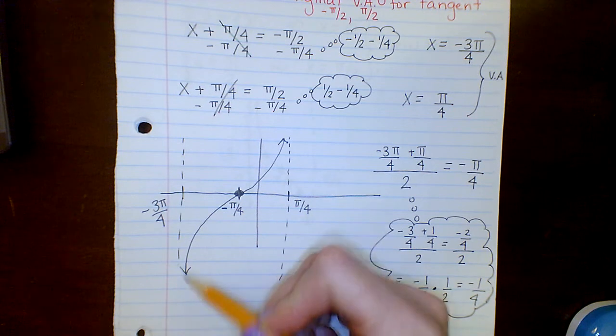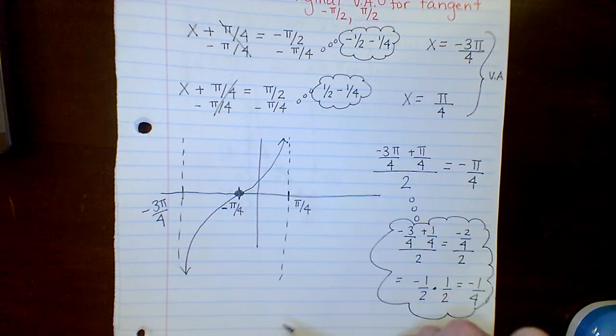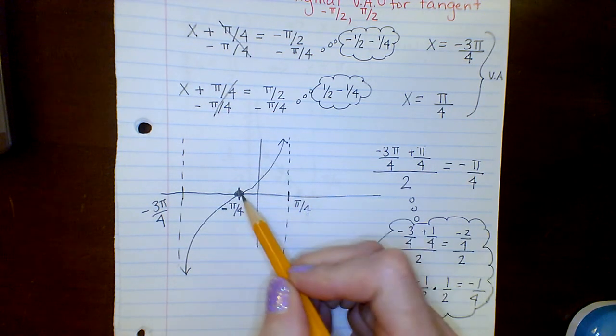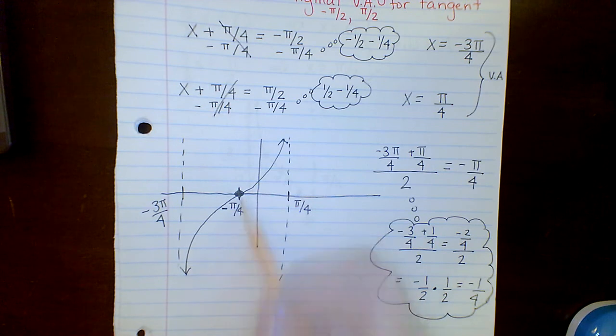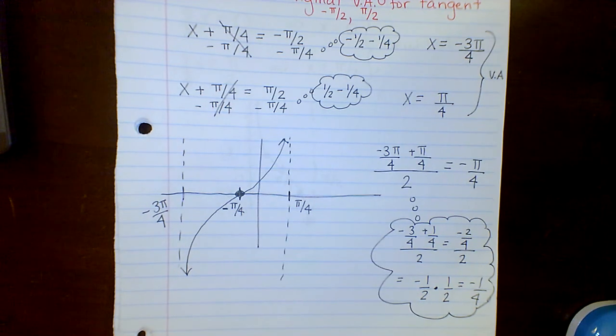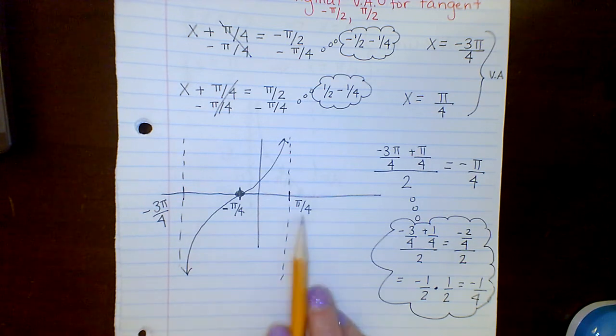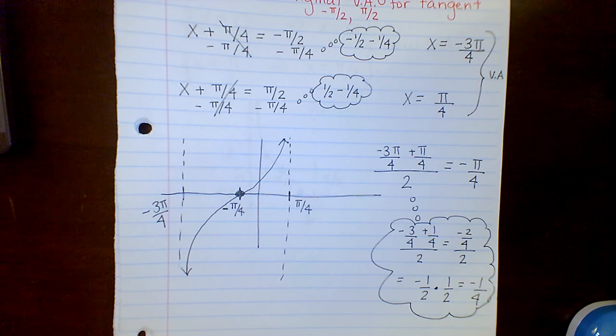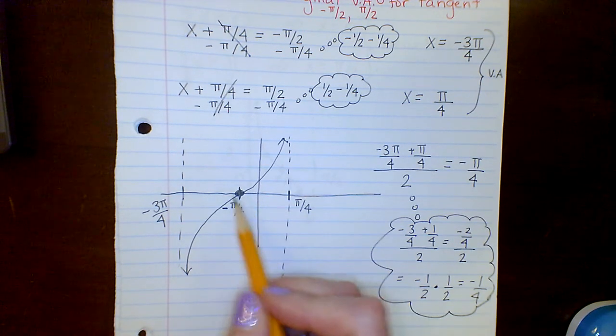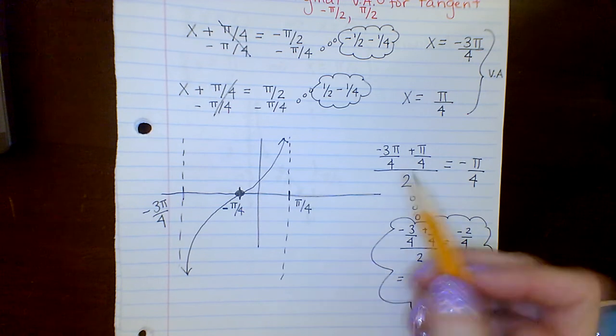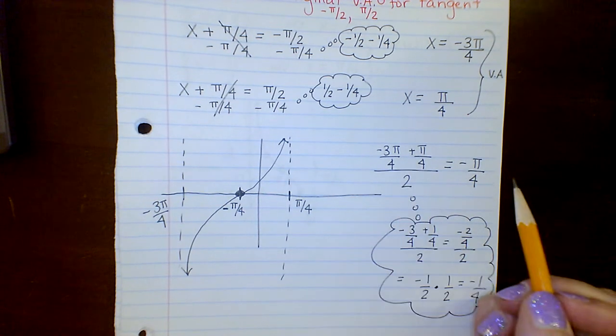The tangent graph, we know, has this shape to it. So where is this 0 located? Where is that x-intercept located? Well, it's halfway between the asymptotes. And remember how I said we can find the halfway point by just adding them up and dividing by 2. So if we add up these two endpoints and divide by 2, we get the midpoint, which in this case is that intercept. So I added these two together.